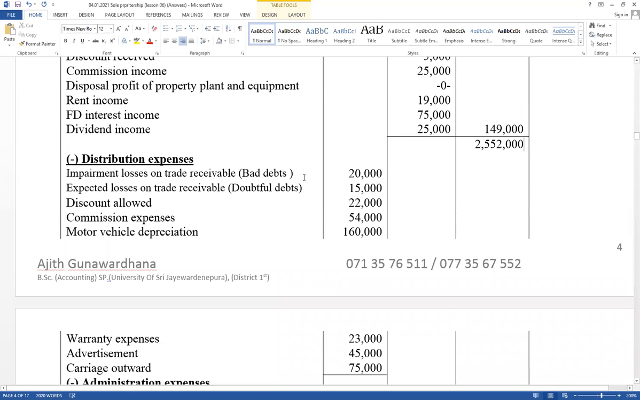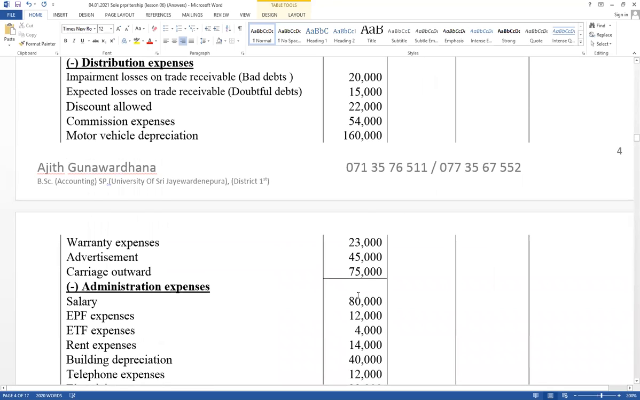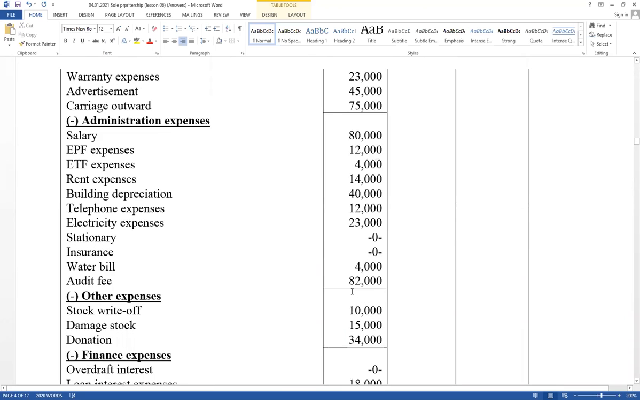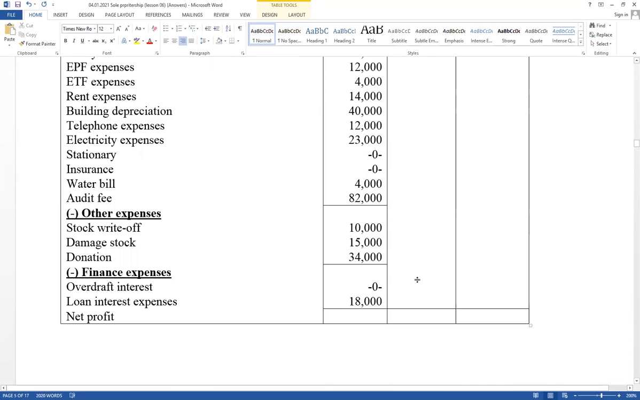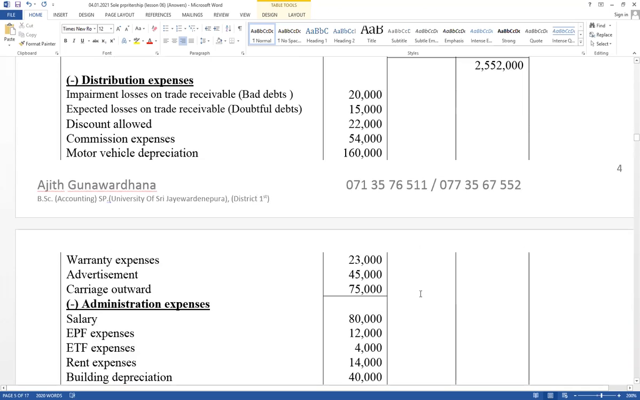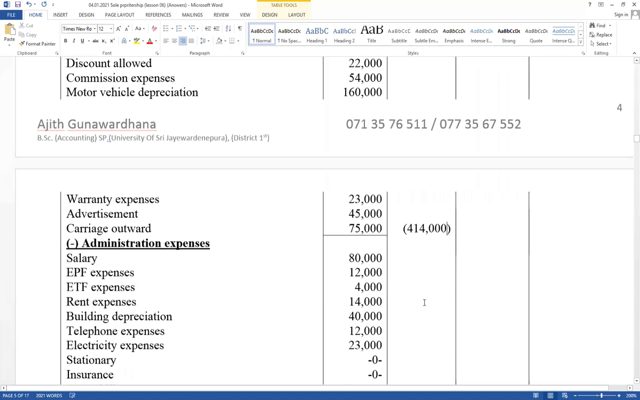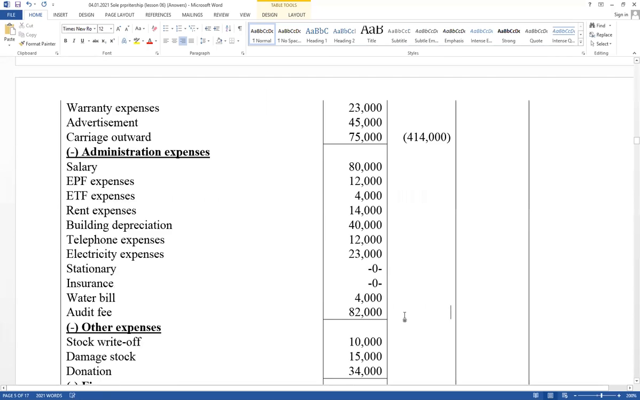Then take total expenses: distribution expense, administration expense, and finance expense as well as other expense. Their total values should be included in the second column within brackets. Take distribution expense total value, second column within brackets. Therefore, distribution expense total value equals 414,000. And take administration expense also. Here the total value equals, within brackets, 271,000.